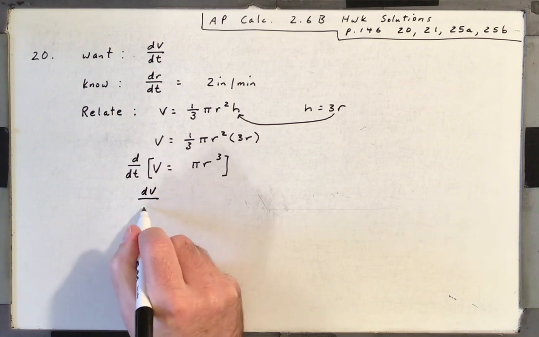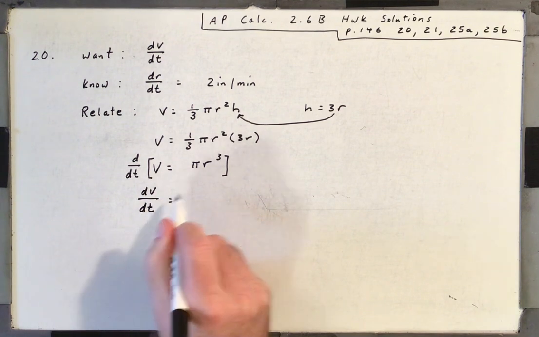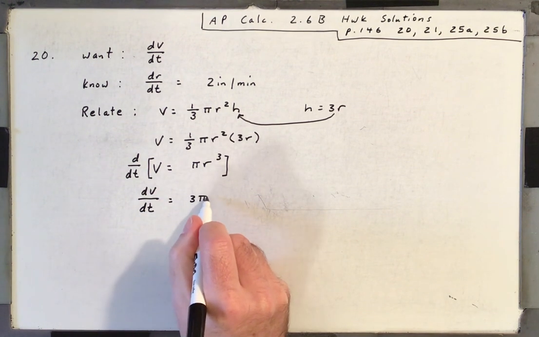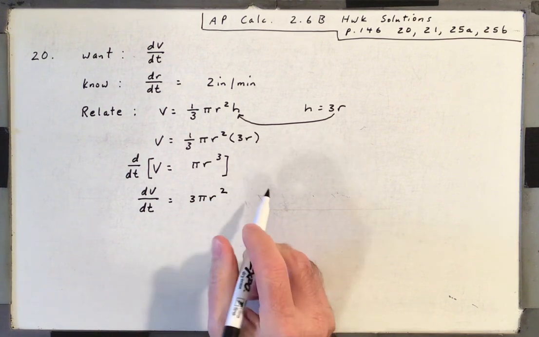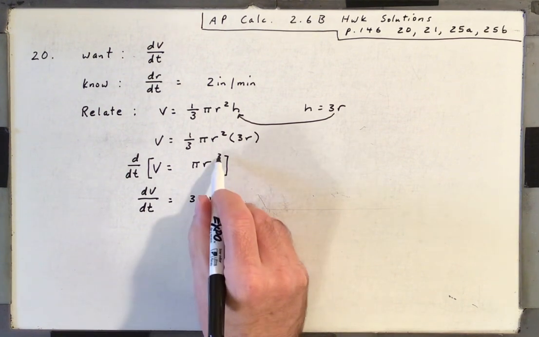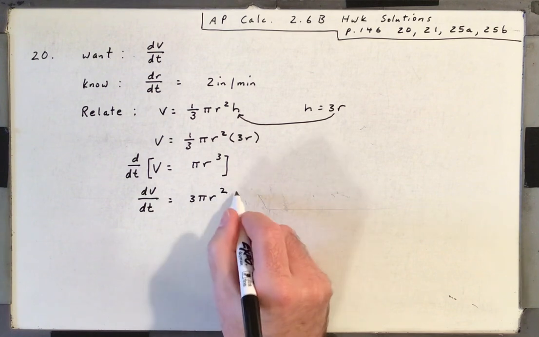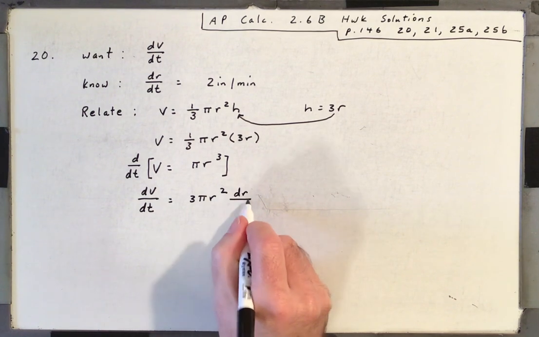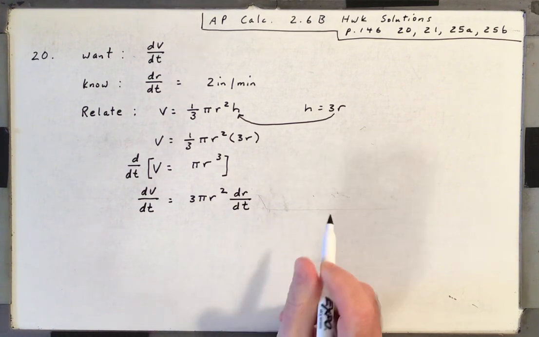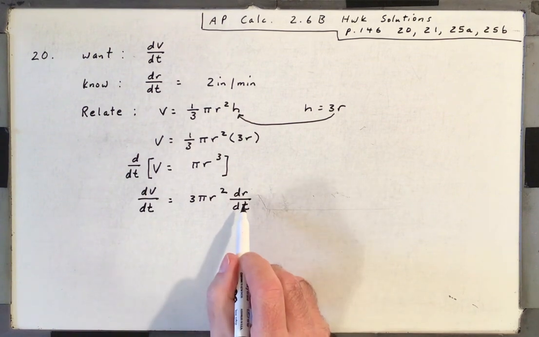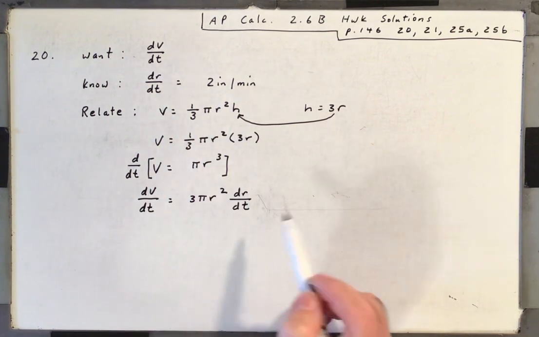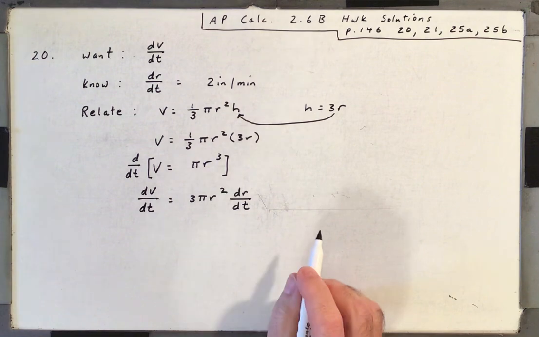So that's dV/dt is equal to 3 pi r squared times dr/dt. So many times students forget to put the squared there. It's rare for a student to forget the dr/dt because you know you have to plug that in to solve the problem.